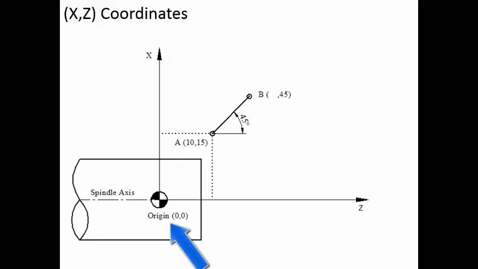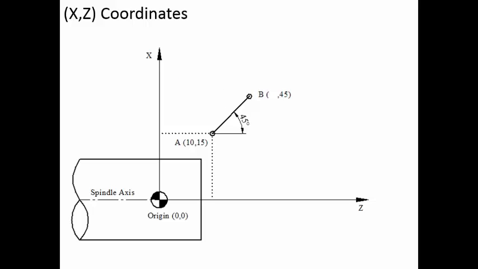So let us say you are having the origin here, that is 0, 0. You are having the z axis and the x axis. Let us say that this is the x coordinate and this is the z coordinate. Again here you are having some x coordinate that is missing and you are having the z coordinate. Now you are having a point A whose coordinates are 10, 15 and you are having a point B, and the line joining them is at an angle of 45 degrees. Now what will be the coordinates of point B?